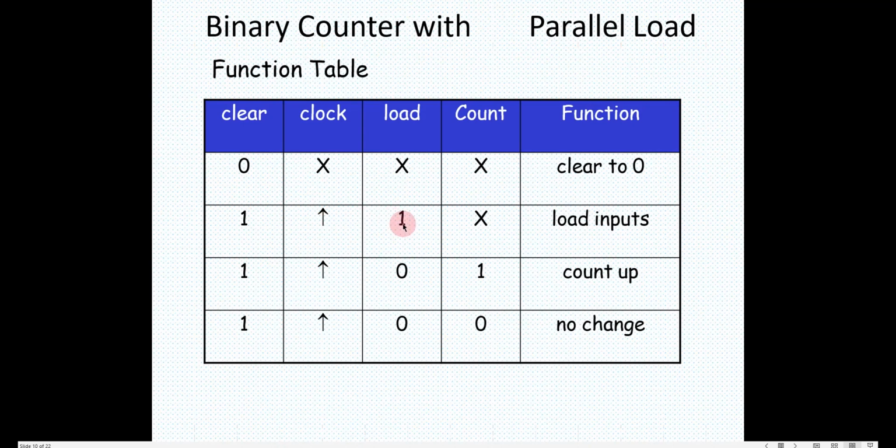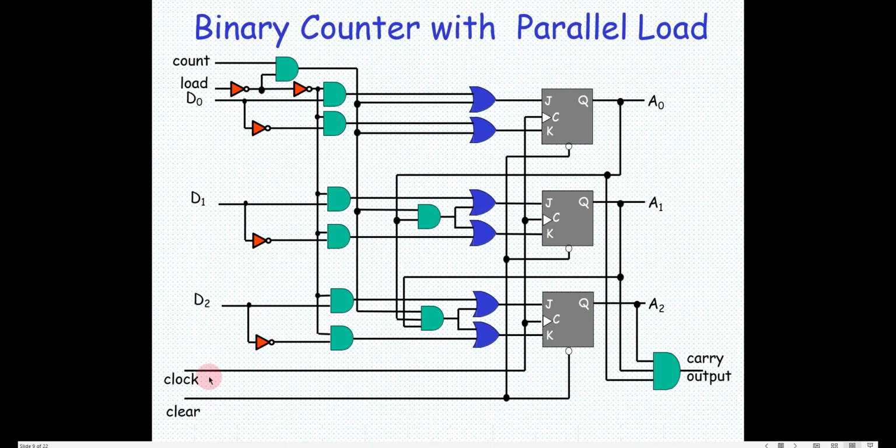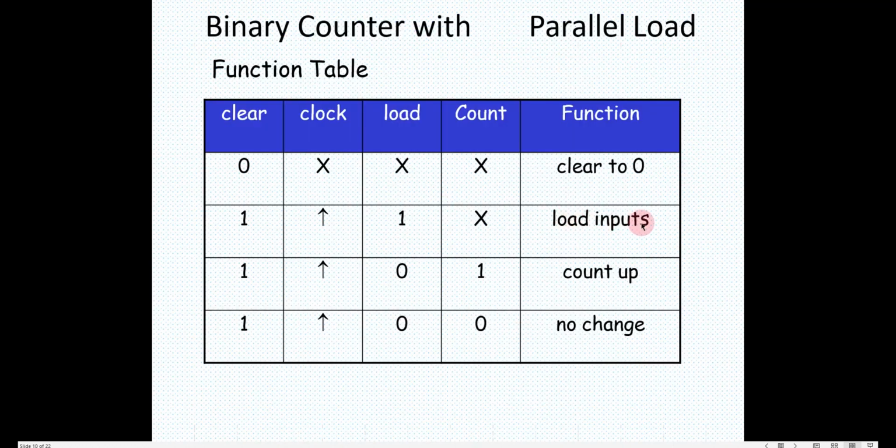Now if I put load signal 1, then during the positive edge of the clock, whatever the inputs are will get loaded. That means if I go back here, clear has to be 1, otherwise if clear is 0, all will be 0. The clear is 1 out here, and I have given the load signal as high. Load is high, this is 0, this is high, so all these AND gates will be enabled. So whatever inputs are available here get loaded onto these flip-flops, right? And if the load is 0 and count is 1, then it will start counting upwards.